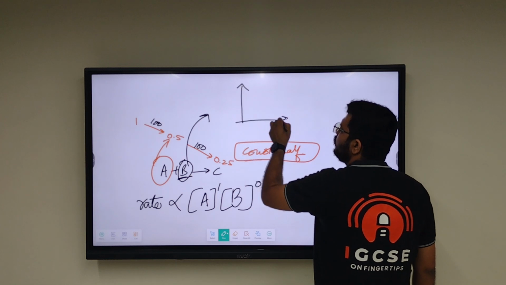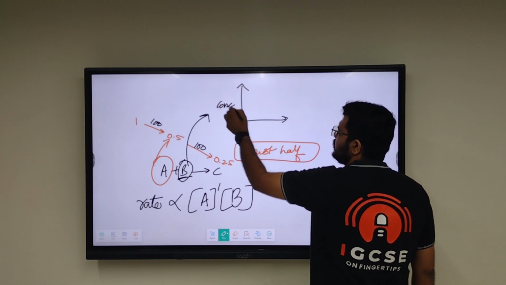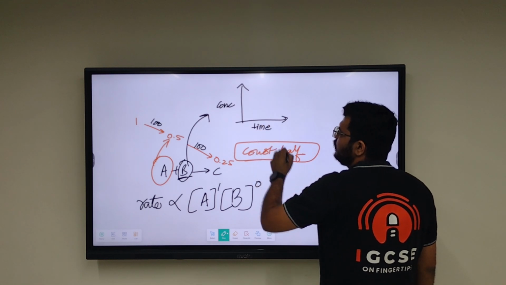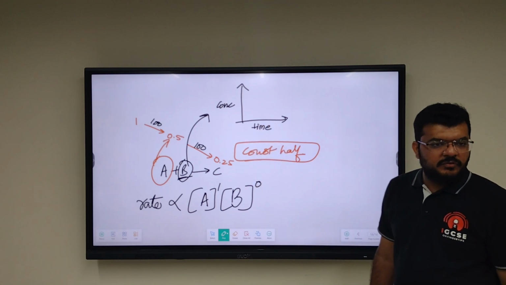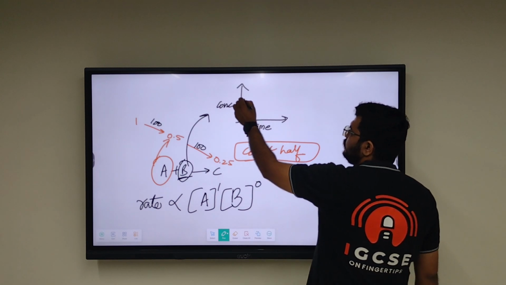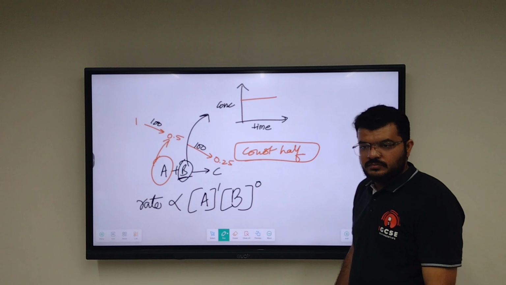Okay, what should the curve look like? This is concentration and this is, let's say, time. What should happen? What are you saying? Sir, if zero order, then a flat line because no effect, ideally. That's what it is.